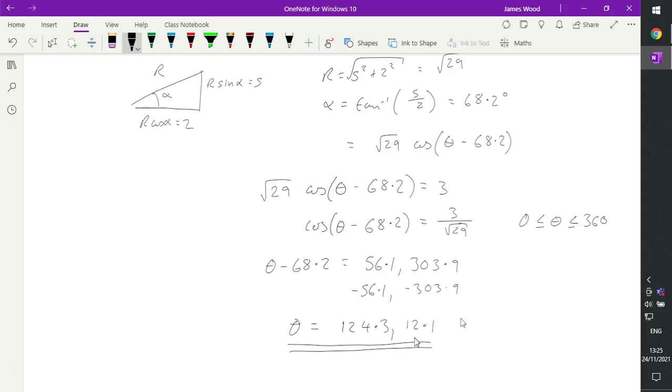So we can use this as well as just representing any equation which is written as something times sine plus something times cos. We can also use it as a way of solving those equations as well.